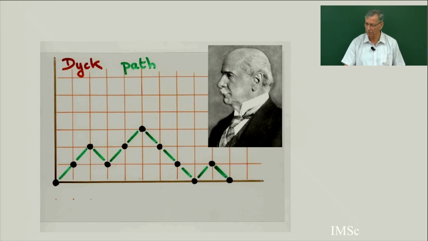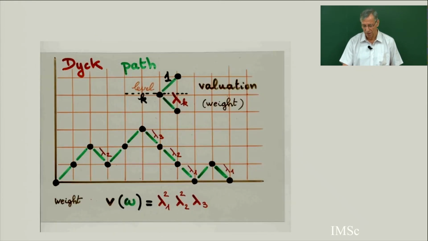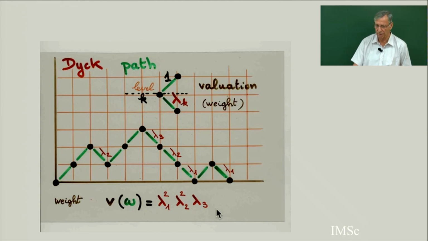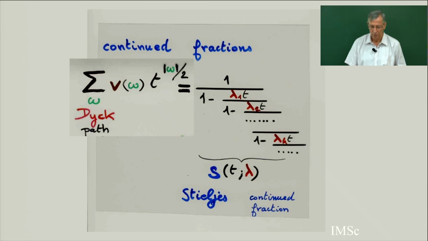So if all the bk equal 0, then you get Dyck paths. And so you get, in that case, here is the weight of a certain Dyck path. You see, lambda 1, lambda 2, lambda 3. The weight of the Dyck path is this. And in that case, a special case, you get still just a continued fraction, like this.